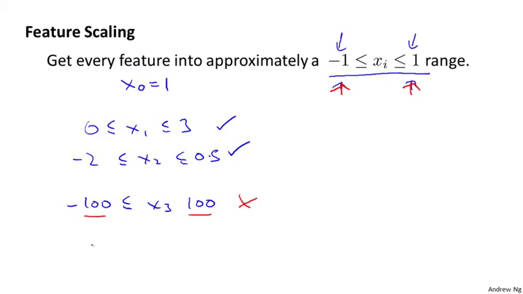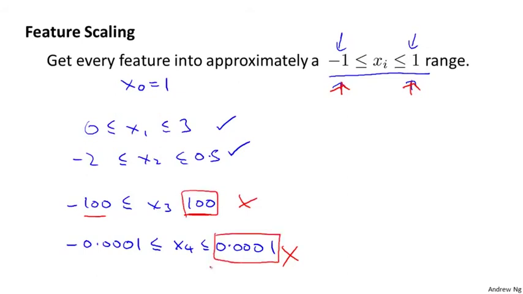And similarly, if your features take on a very, very small range of values, so if x4 takes on values between -0.0001 and +0.0001, then again, this takes on a much smaller range of values than the -1 to +1 range. And again, I would consider this feature poorly scaled. So you want the range of values to be a bit bigger than +1 or a bit smaller than +1, but just not much bigger like +100 here, and not too much smaller like 0.001 over there.